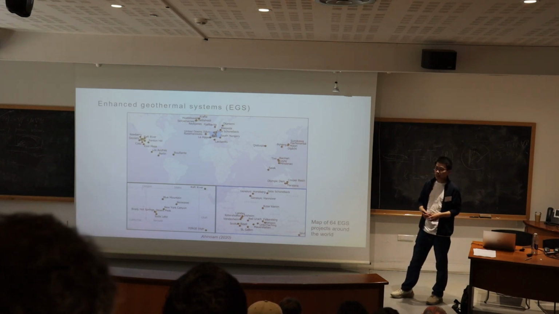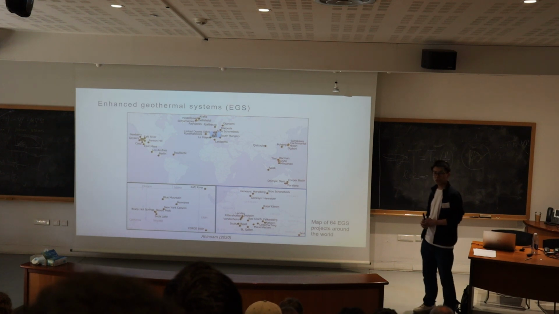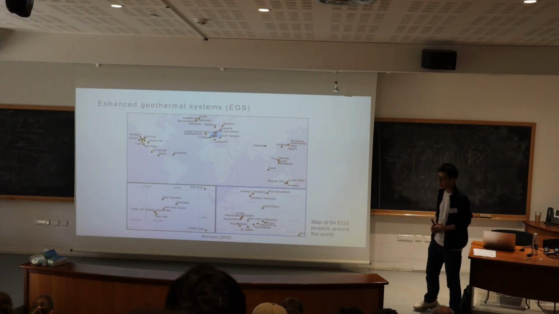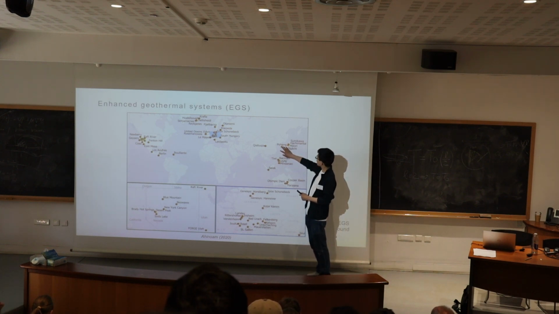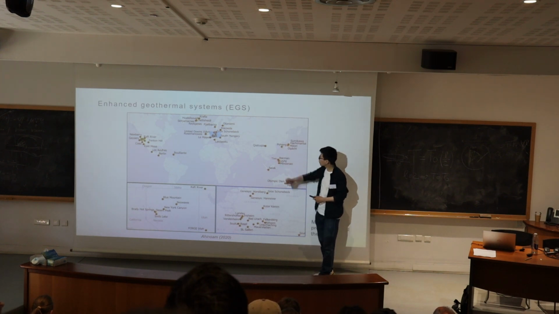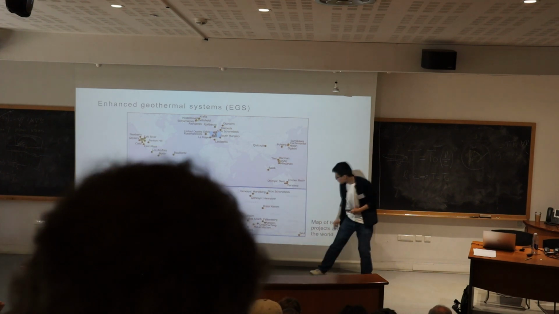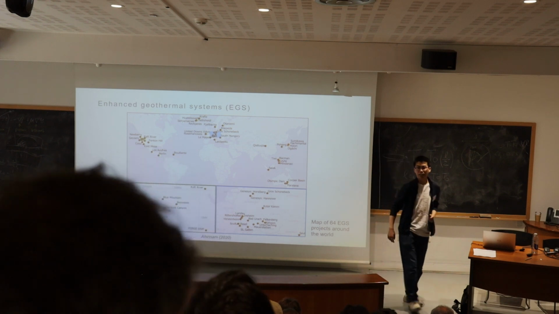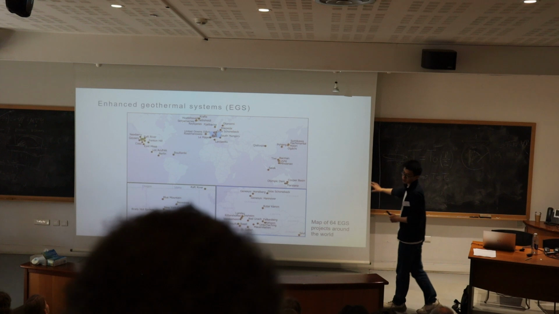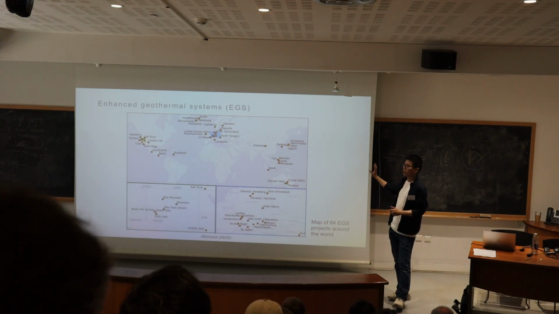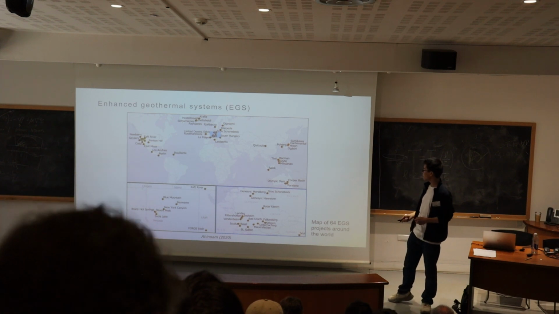EGS has been exploited across the world, although it meets a lot of challenges, especially, for example, induced large earthquakes. We can see some of the famous ones like Pohang, and many of them in Switzerland, I think Basel and St. Gallen; they got shut down because of the induced earthquakes. But it's still a promising technology that we should further develop to use the deep subsurface geothermal energy.